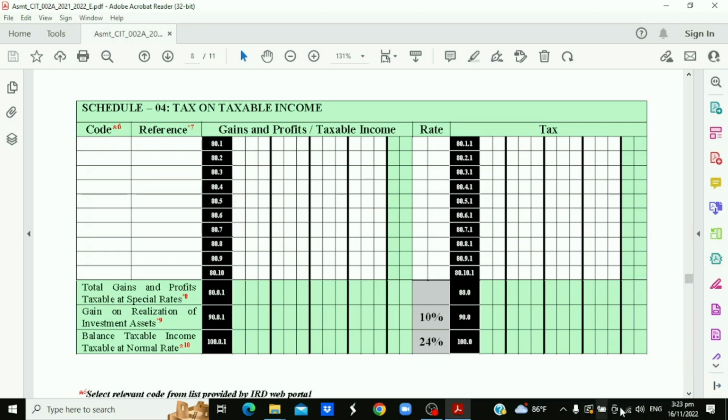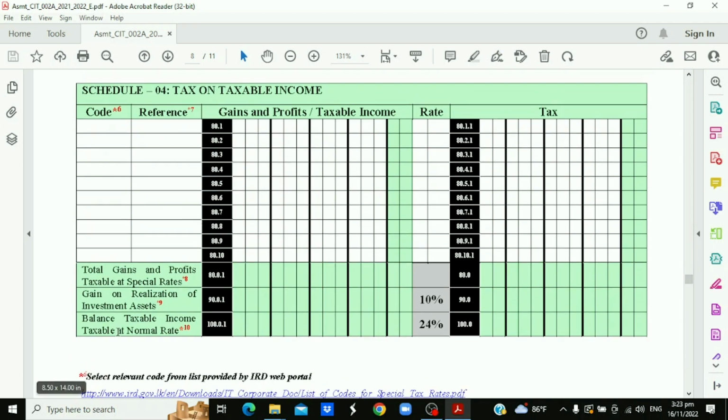Then if you see the arrangement of this table, only two rates we can show here. First one, gain on realization of investment asset. If there's a capital gain, you have to mention the value here, then you can apply the rate and decide the value. The last one is allocated for balance tax payable at the normal rate. The standard rate for the company is 24%. After allocating the rates for specific applications, whatever balance remains, we can take as the final balance taxable income that is applicable for 24%. This is the final balance value.